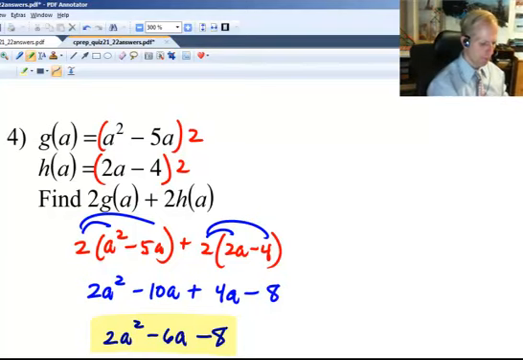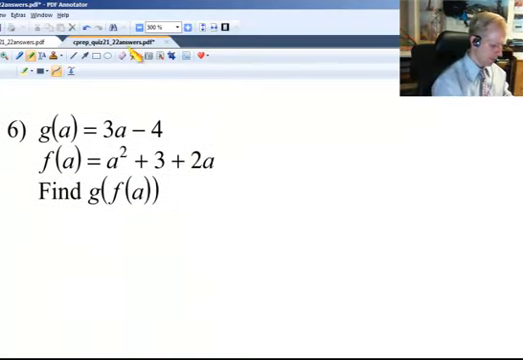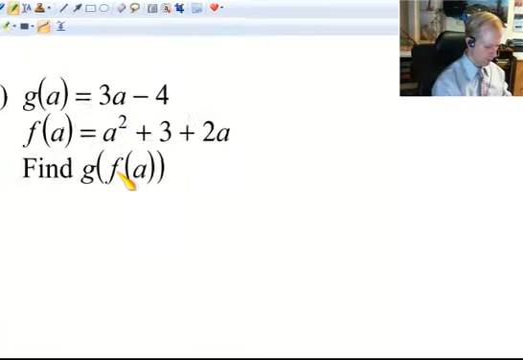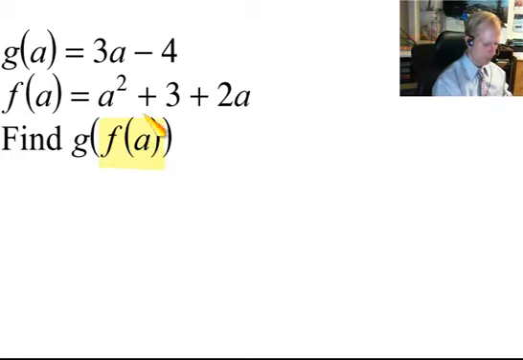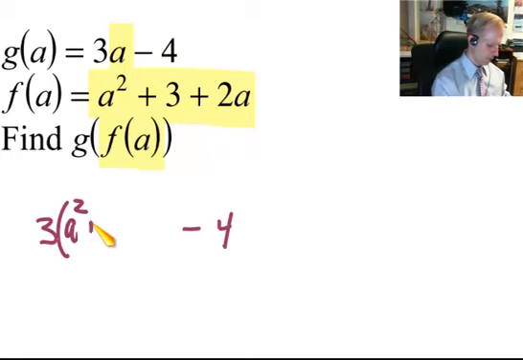Alright, moving on. Number 6, I'm asked to find the composition of two functions. So I always start with the lower function, and I'm going to substitute it in to the function that's above it, or that's the outer function in the composition syntax. So now, instead of having 3a minus 4, I'm going to have 3a squared plus 3 plus 2a minus 4.